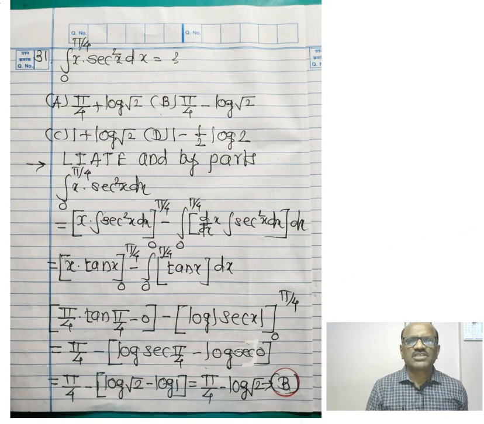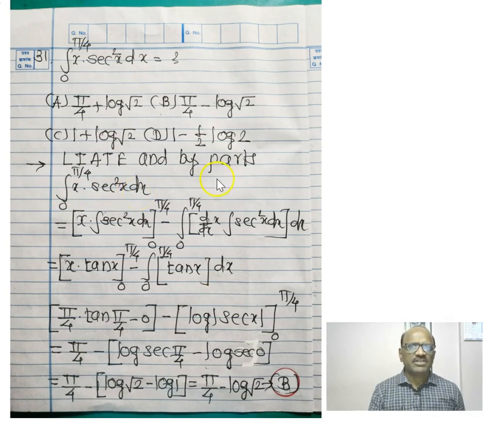Now next question, question number 31: integral from 0 to pi by 4 of x into sec square x dx. Now this is also a question from integration by parts, and it is a definite integral. Therefore, first of all, by ILATE and by parts, I will say like this. Because for ILATE, this is an algebraic function and a trigonometric function. Therefore, algebraic and then trigonometry. So the first function is x and the second function is sec square x.